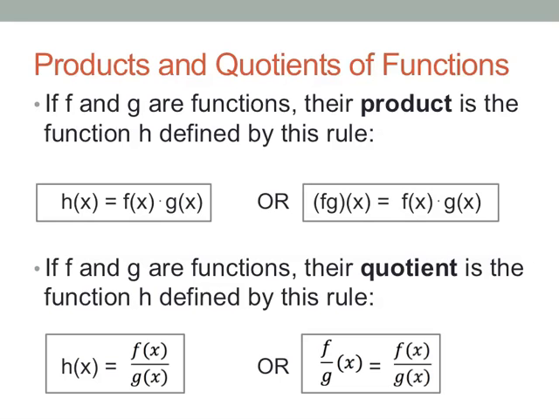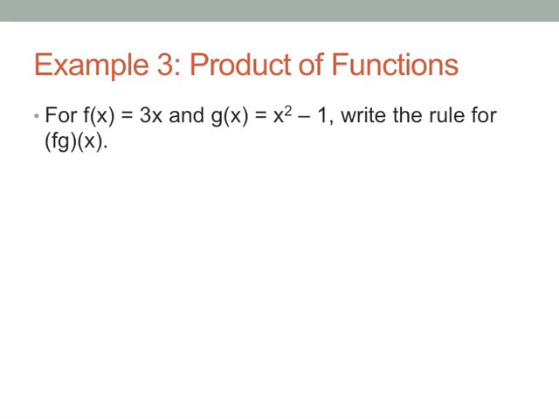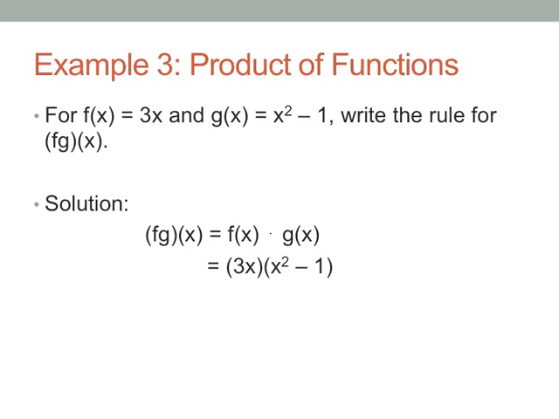All right, look at example 3. F of x equals 3x, g of x equals x squared minus 1. Write the rule for f times g of x. So this just is the product of f of x and g of x. So I'm going to multiply this. Now notice I'm going to write this in parentheses, so 3x times x squared minus 1. That way I'll remember to distribute the 3x. So this is equal to 3x cubed minus 3x, and that is our answer.